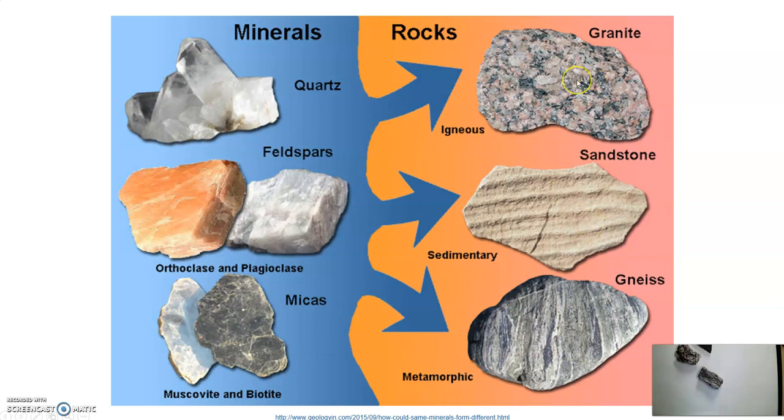You take granite, you apply some heat and pressure, and you can get gneiss. So all of these are really made up of the same stuff. It's just how much heat and pressure affected that stuff to form these different rocks.